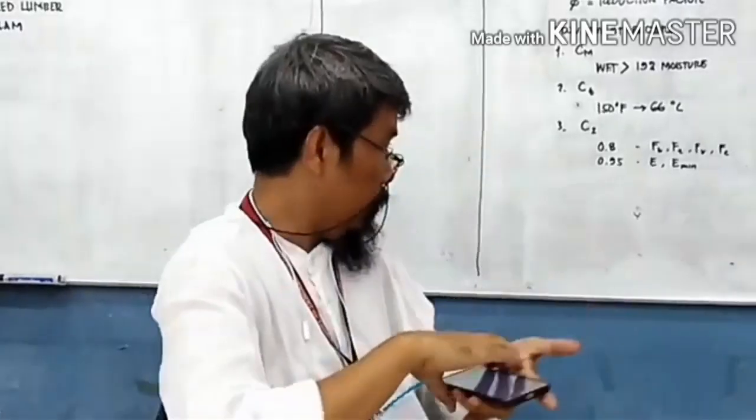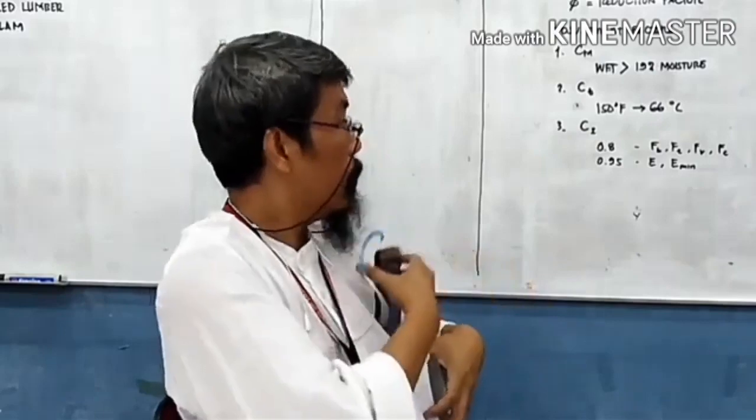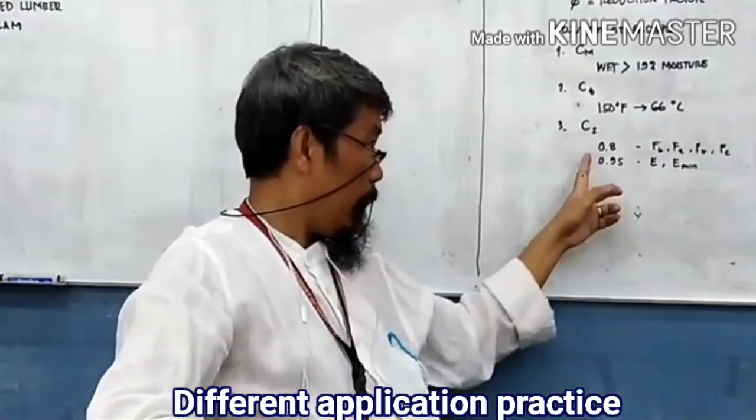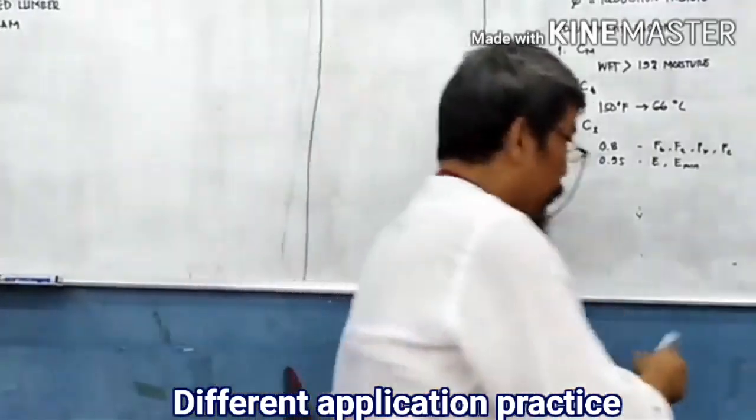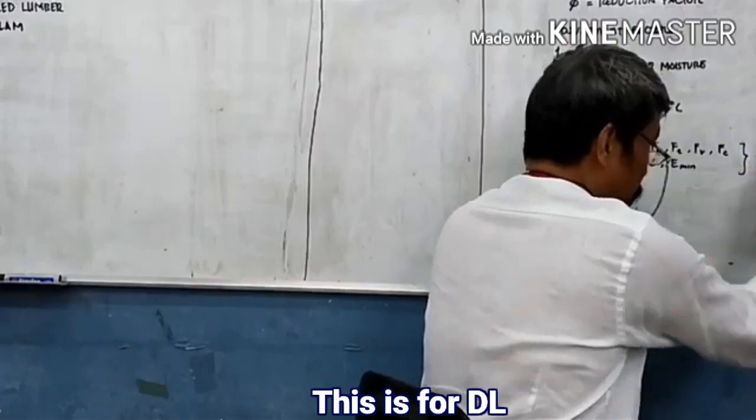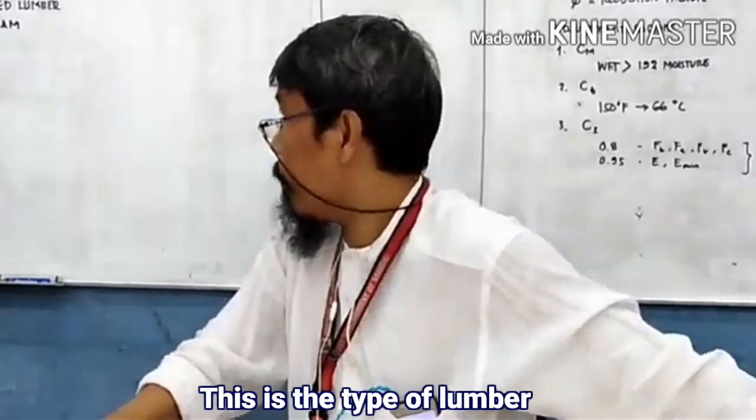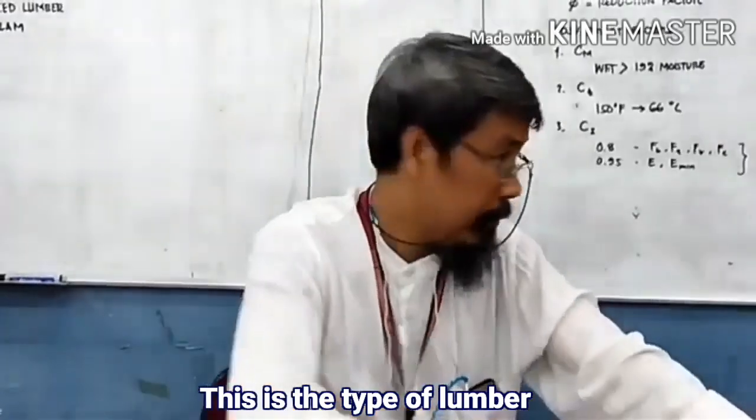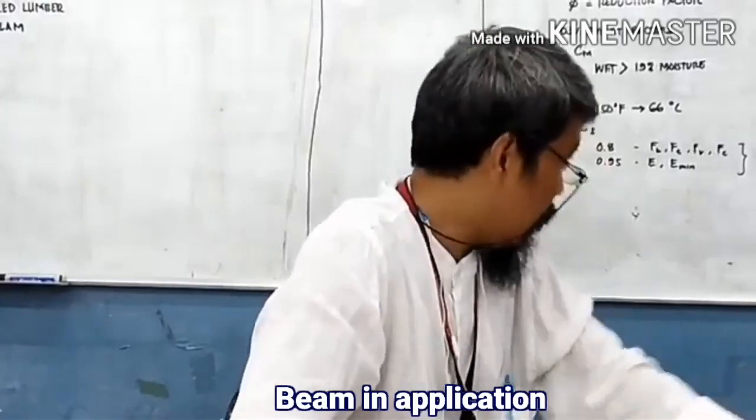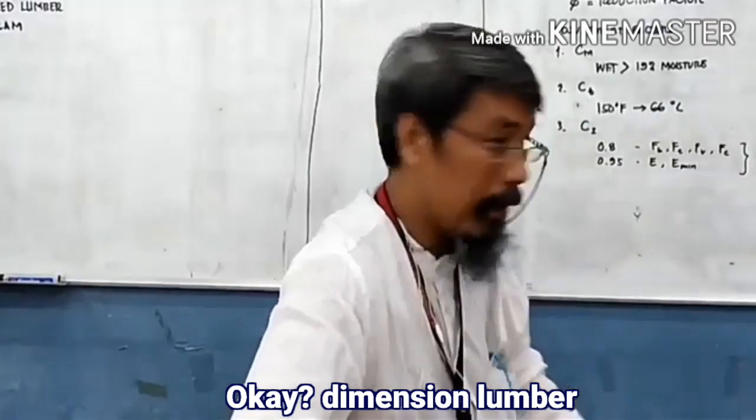So for incision, we have different application in practice. This is for DN. What is DN? This is the type of lumber that is usually beam in application. So this is what we call dimension lumber. Okay? Dimension lumber.